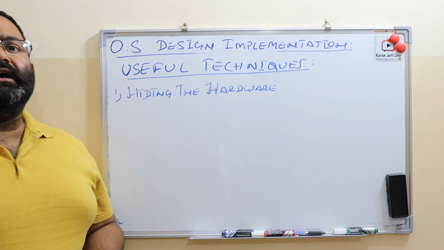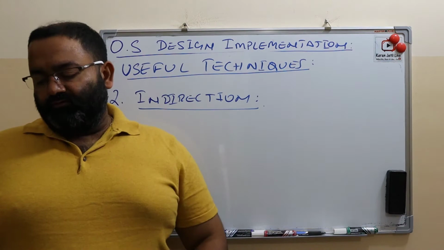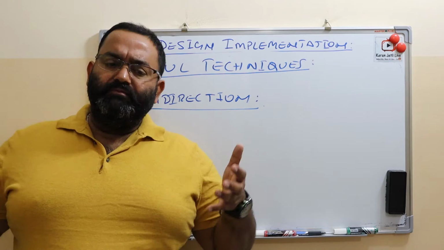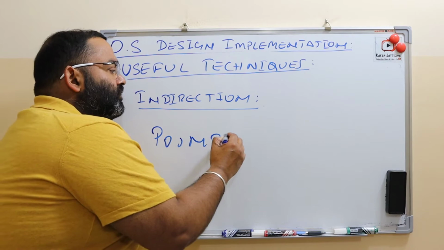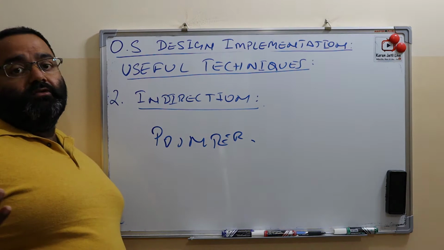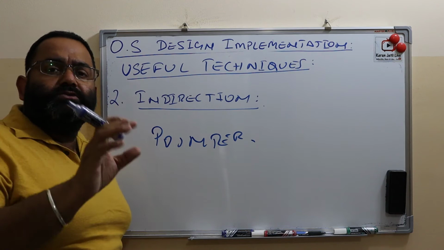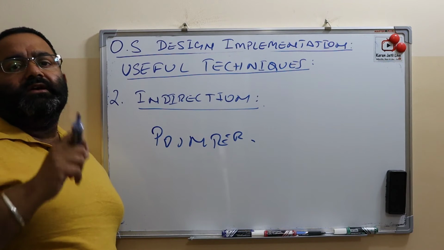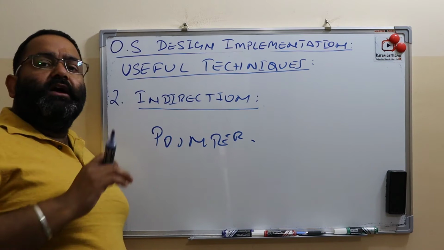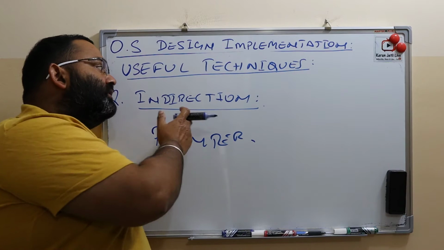Now guys, the second useful technique is indirection. To explain indirection, let me take the example of pointers. If you are aware of programming languages like C or C++, there we study the concept of pointers. What is a pointer? A pointer is a variable which does not hold data. Rather, it points to the address where the data is stored. So a pointer points to the data indirectly. We call it the principle of indirection.